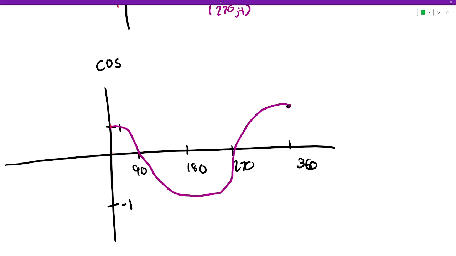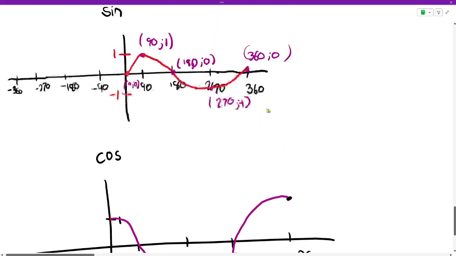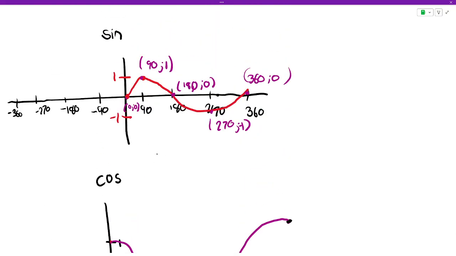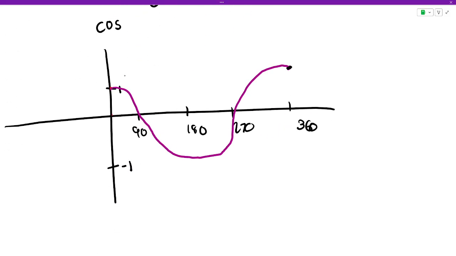So for these graphs, one period, one cycle of the graph, will end where it started. If it starts on 0 on the y-axis, after one cycle it ends at 0. Same thing here, because this is 0 and 1. This is 90 and 0. This is 180 and minus 1. Then 270 and 0. 360 and 1.